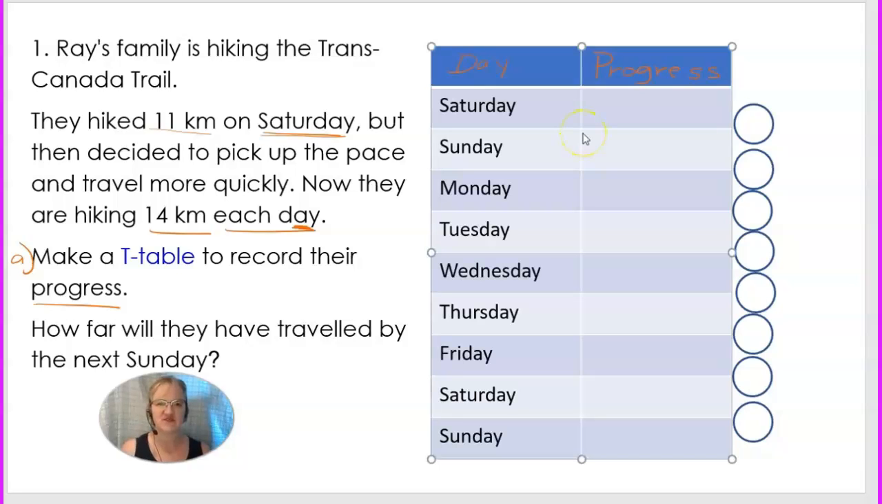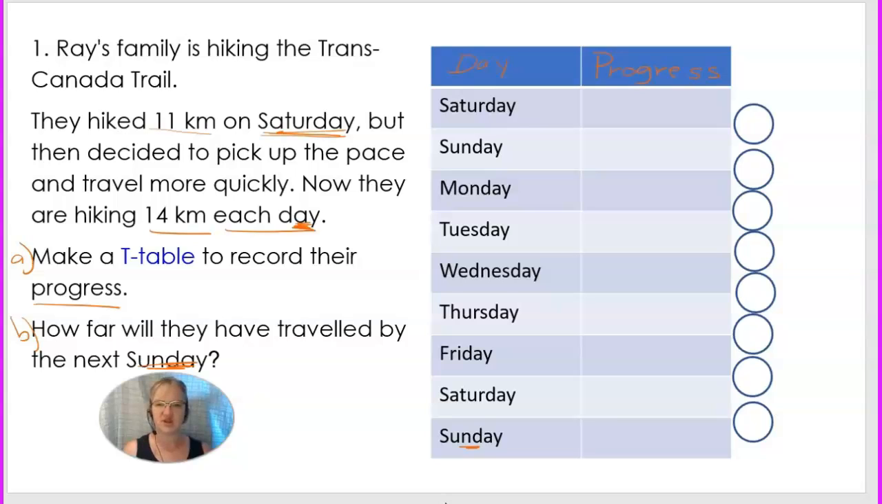Okay, so you can see I've just filled in here the days of the week. Started on Saturday, that's the first day that we have a distance for, and it says they're going each day. Make a t-table to record their progress. How do we know how far to go? Our next question asks us, how far will they have traveled by the next Sunday? So we know they're not talking about the Sunday right after Saturday, but they're talking about the next Sunday, the week after. So that's how we knew that we had to go all the way to the next Sunday. So now let's go back and fill in the progress.